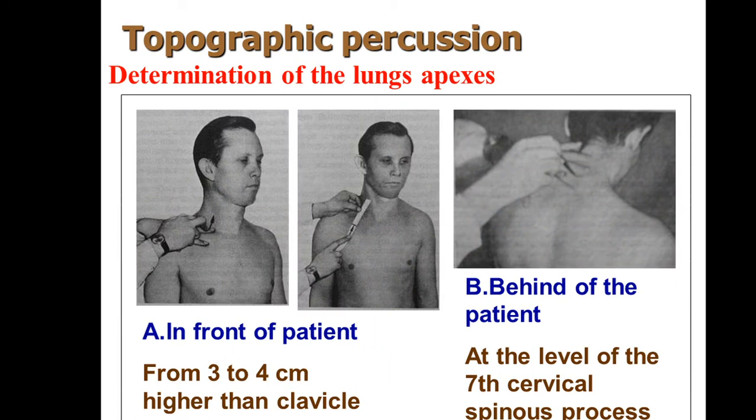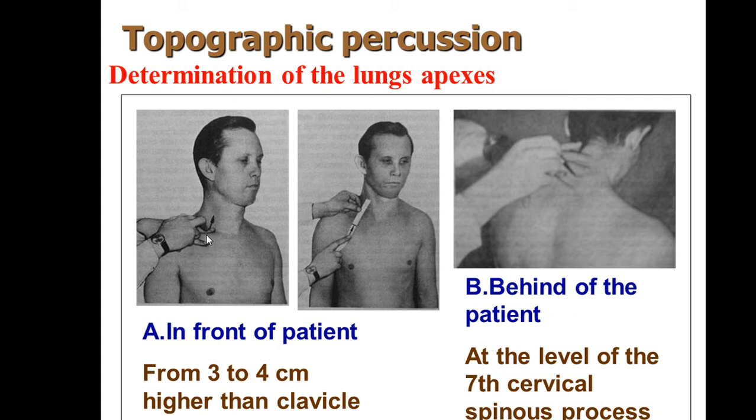Next is topographic percussion of the lungs. Topographic percussion we use to detect the upper and lower borders of the lungs. There are two upper borders: in front of the patient, this is the anterior upper border, and behind the patient is the posterior upper border of the lungs. The anterior upper border of the lungs is normally located 3 to 4 centimeters higher than the clavicle.